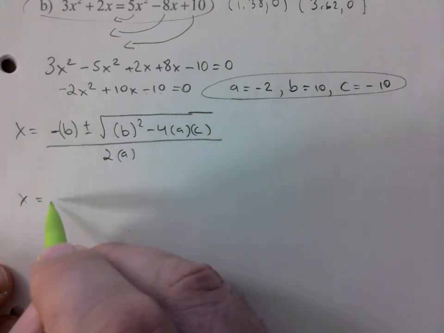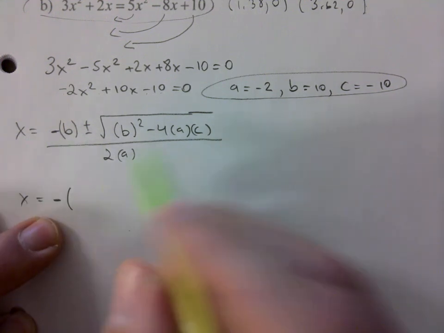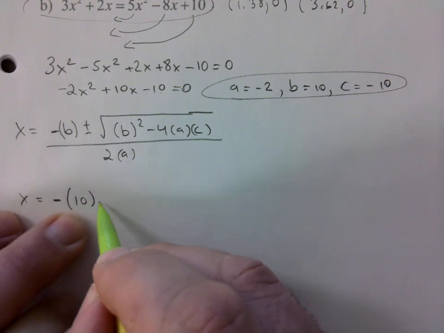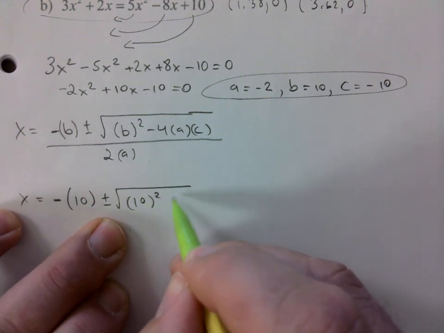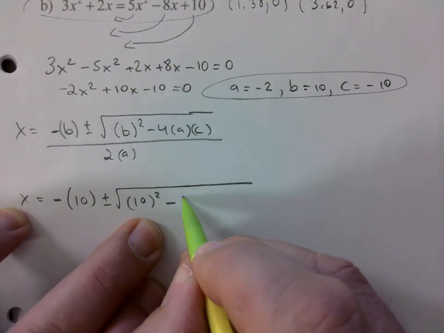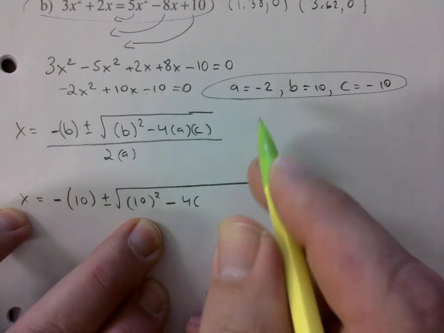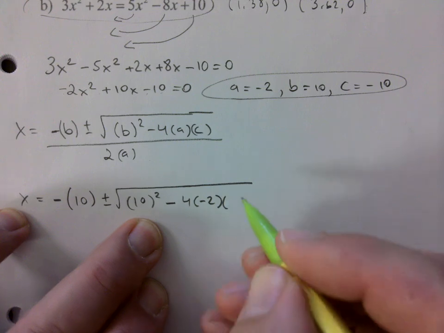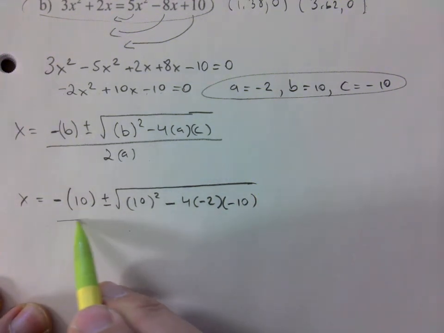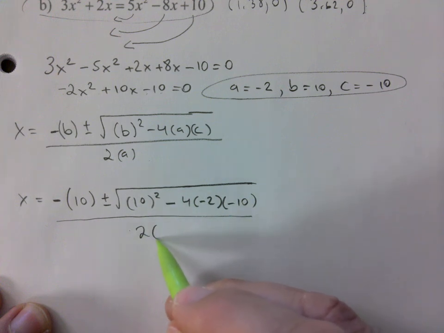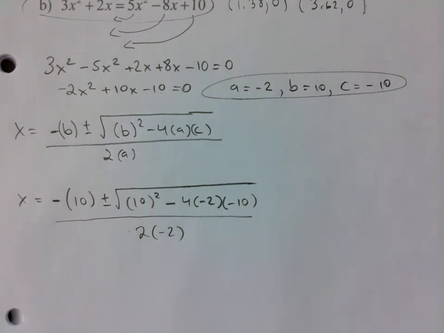When there's a negative in this formula, you make sure you keep it. You plug in B, which is 10, plus or minus B squared. So I put that in brackets like that, minus 4 times A, which is negative 2, times C, which is negative 10. Okay, like that. All of that over 2 times A. Okay, so I should be able to see this before you start solving this. I want to see everything plugged in.